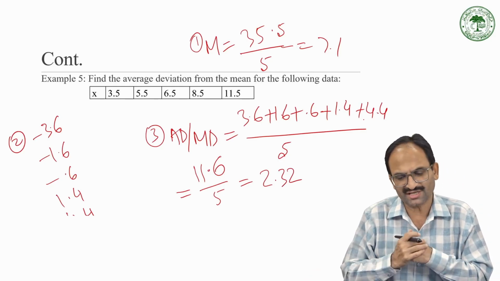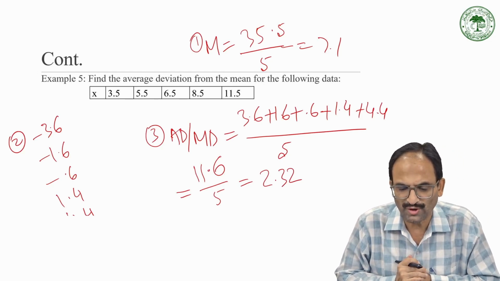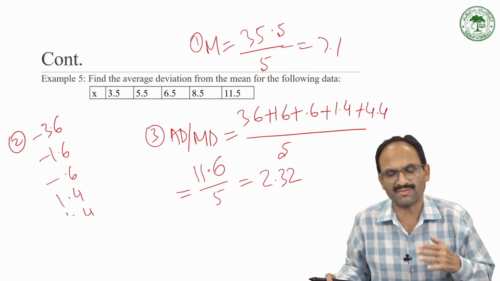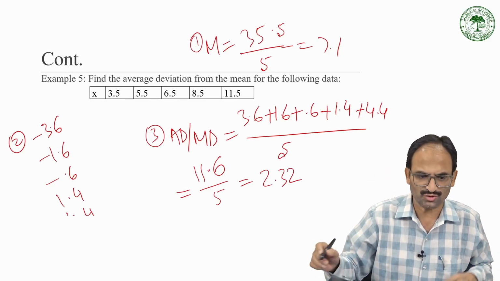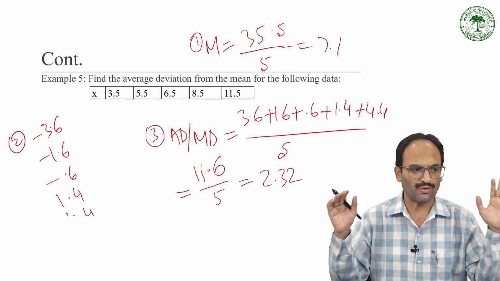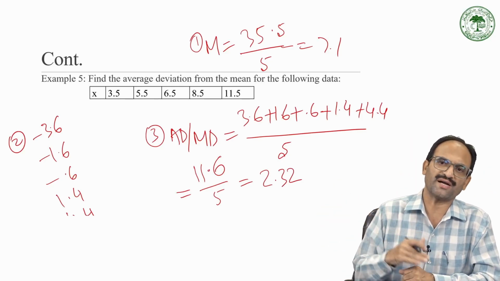So 11.6 divided by 5. So finally it comes out to be 2.32. Divide 11.6 by 5, so you will get 2.32. So 2.32 has been found to be the average deviation or mean deviation for this particular data.